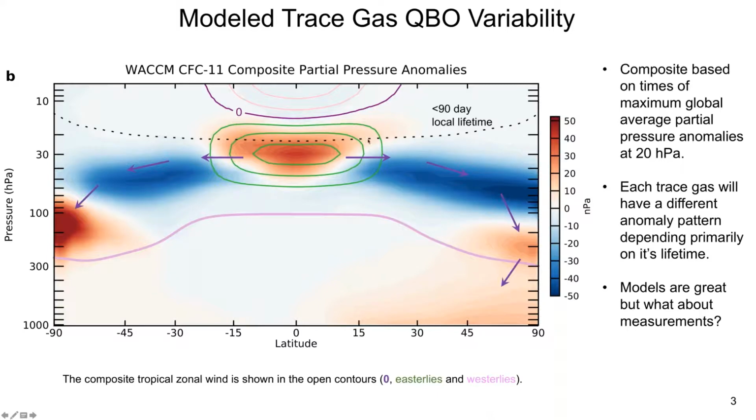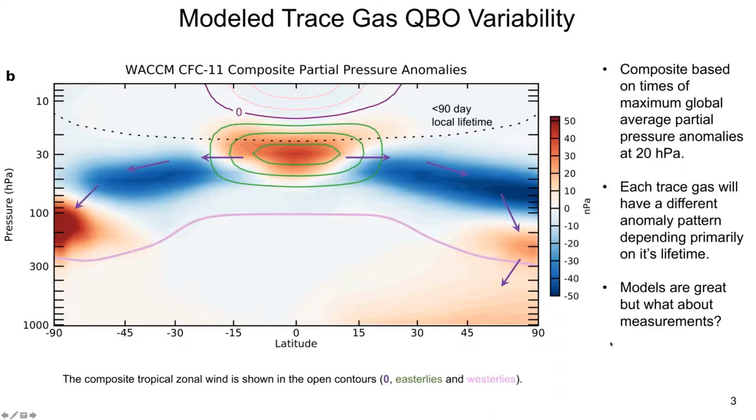Okay, so this pattern is specific to CFC11 because of where it is destroyed. So this dashed line shows the local lifetime of 90 days. Above that, it's destroyed more rapidly, so the anomalies do not propagate down from those higher levels. They only propagate from these levels. And the QBO winds shown here in the green and the pink lines are sort of equatorially symmetric, and they propagate down, and these anomalies respond. And below this line, they move down and into the troposphere. So each trace gas will have a different pattern. All right, so this is from models.